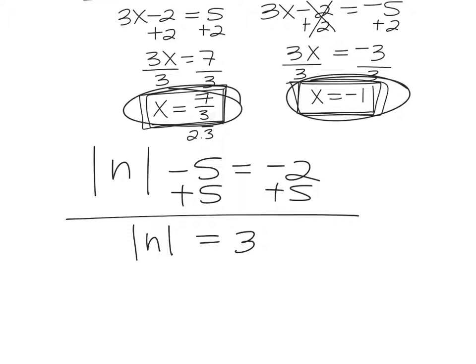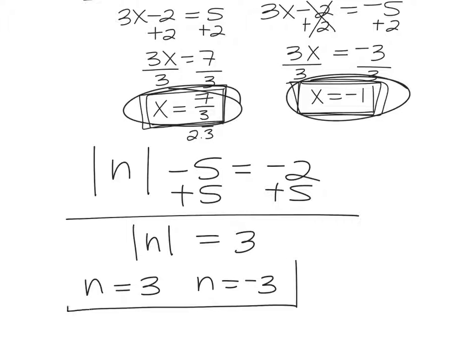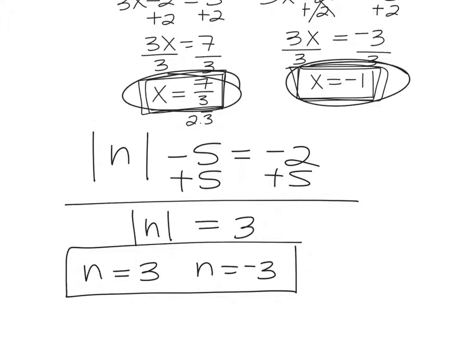Okay, so now I'm here. I've isolated my absolute value. Now I write two equations. Take the bars away. N equals 3. And n equals -3. So sometimes they're going to come out to the same number, just positive and negative. Other times they're going to come out to totally different numbers. Okay? Questions on that? Okay, last one.